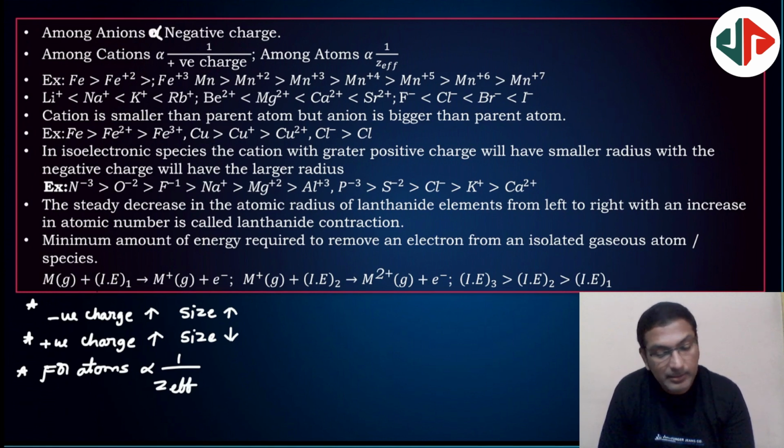Here different orders are given. Fe, Fe2+, Fe3+. As the positive charge increases, size decreases. Here also the same: Mn, Mn2+, 3+, 4+, 5+, 6+, 7+. The positive charge gradually increases, therefore size decreases. Like that we can compare.